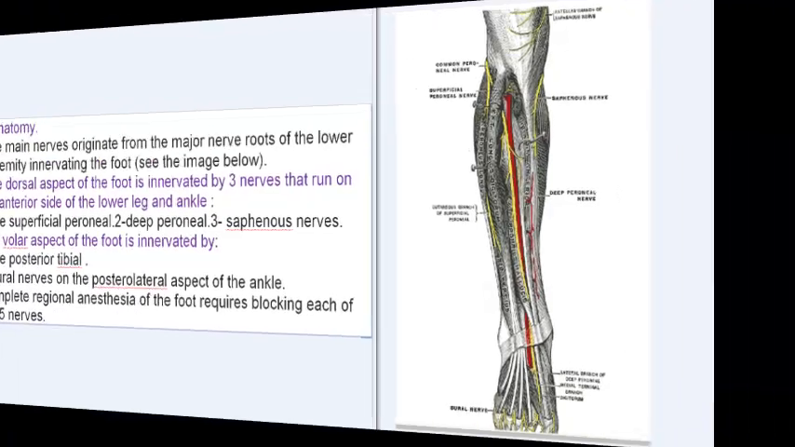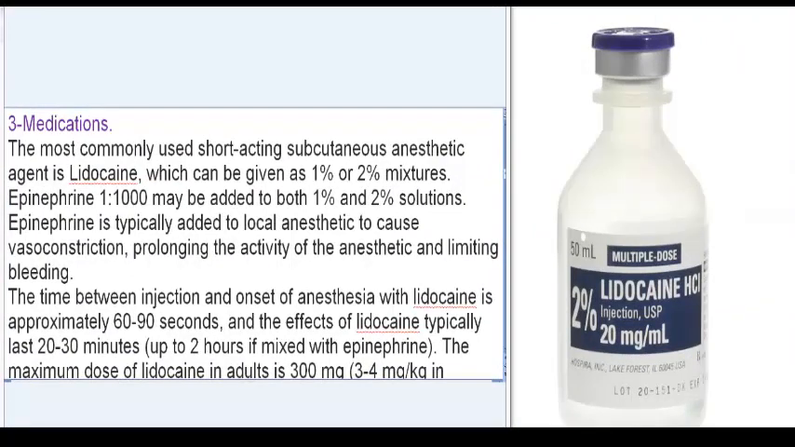3 Medications. The most commonly used short-acting subcutaneous anesthetic agent is lidocaine, which can be given as 1% or 2% mixtures. Epinephrine 1:1000 may be added to both 1% and 2% solutions. Epinephrine is typically added to local anesthetic to cause vasoconstriction, prolonging the activity of the anesthetic and limiting bleeding. The time between injection and onset of anesthesia with lidocaine is approximately 60 to 90 seconds, and the effects of lidocaine typically last 20 to 30 minutes, up to 2 hours if mixed with epinephrine.